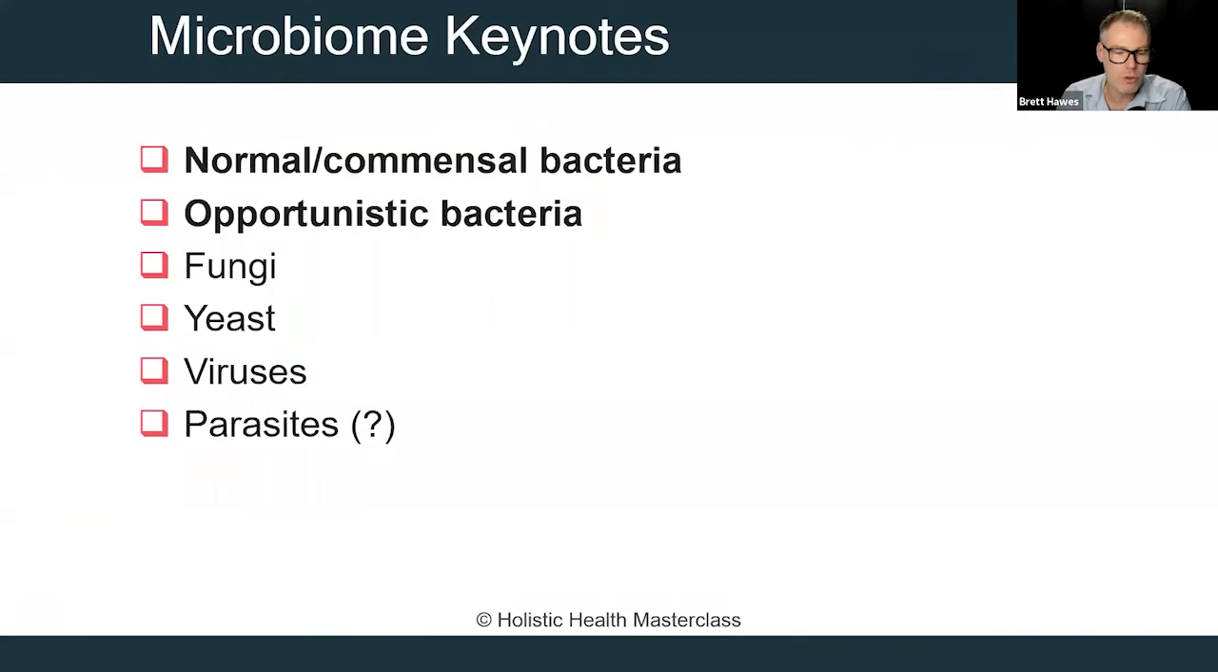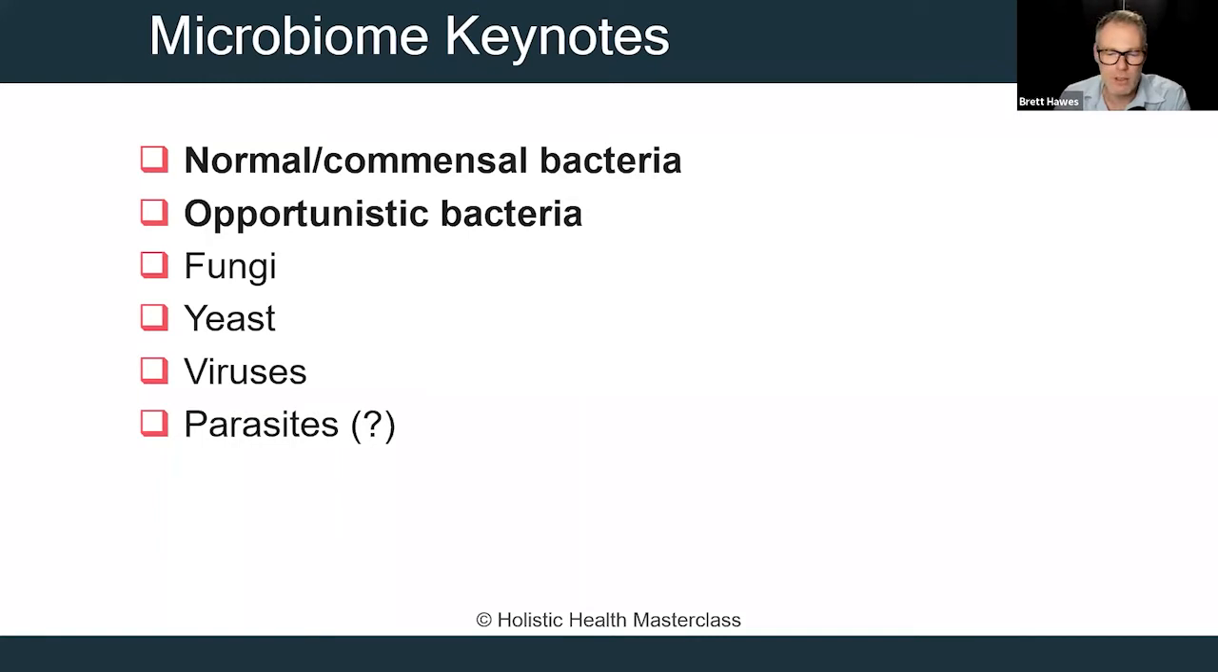So when it comes to our microbiome, as I said before, we've got these normal or what we call commensal bacteria. We have opportunistic bacteria, fungi, yeast, viruses, and I think the jury's out on parasites, right? Are parasites a normal part of our microbiome?